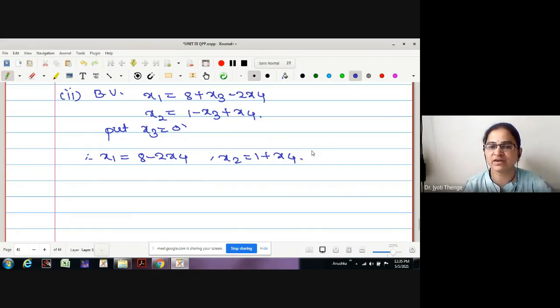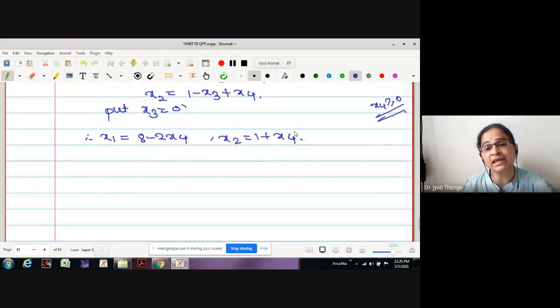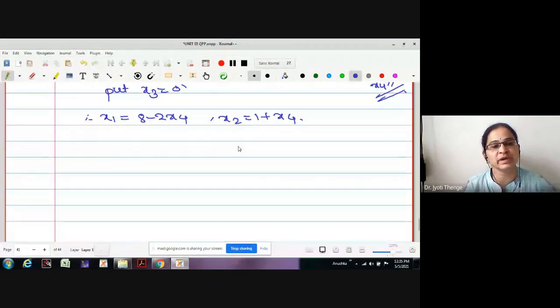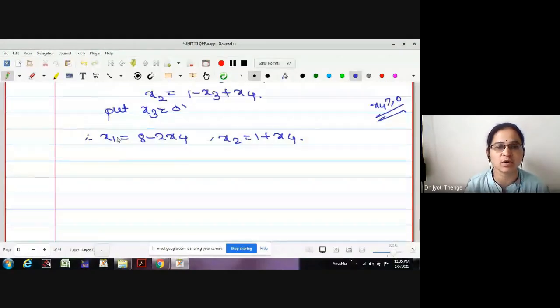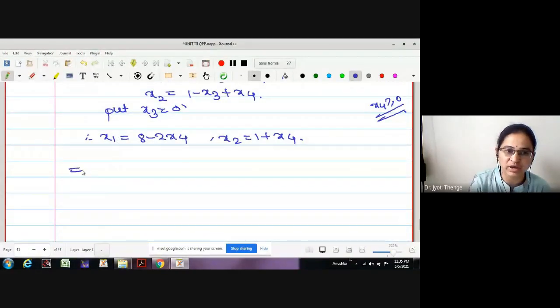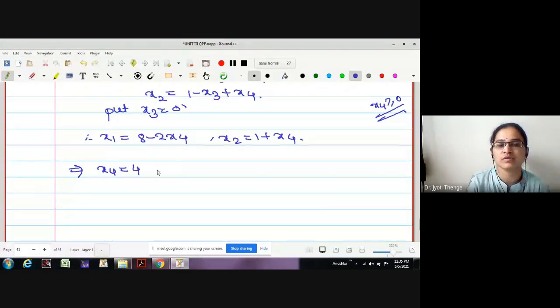For the second one, we have x4 non-negative, no? Yes, ma'am. All the basic variables are non-negative. Therefore, for any non-negative value of x4, x2 will not become negative. Therefore, the restriction is about x1 only. Therefore, here I may take x4 equal to 4 without making x1 negative.